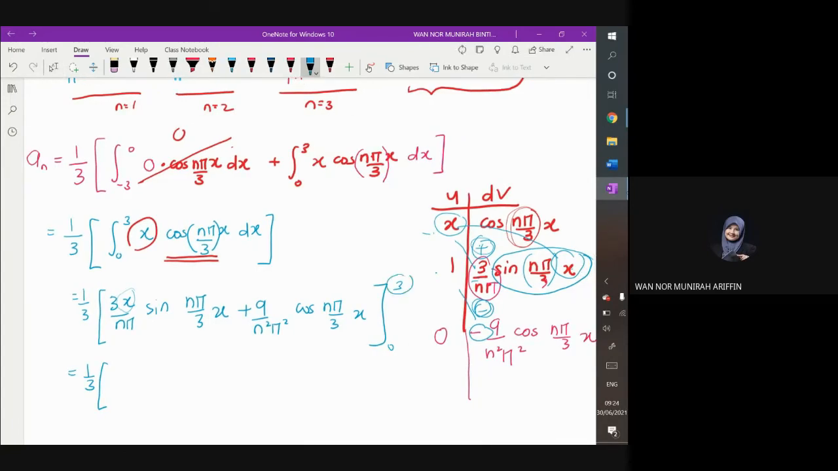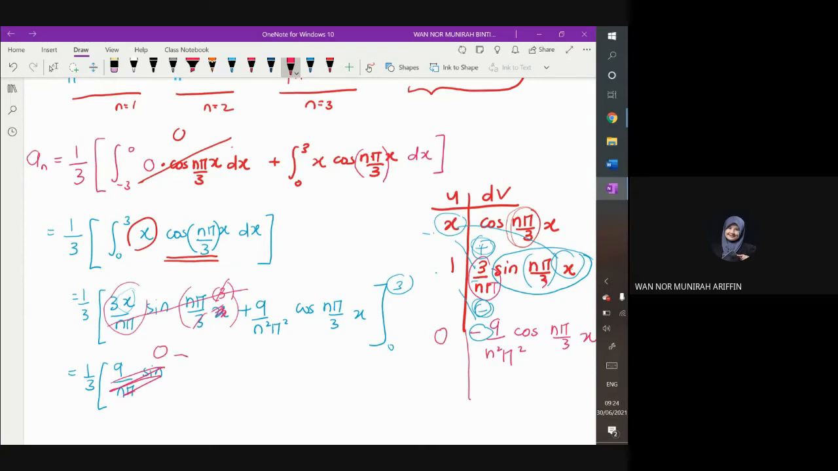Substitute 3 here, you will get 9 over n pi sine. Substitute 3, put 3 here. What is it? We have x, right? So put in 3. The 3 and 3 can cancel out, okay? Only this one cannot cancel out in front, but this one is in one group. 3 and 3 here you can cancel out so that you have only sine n pi. Sine n pi is 0. So the first one is 0.